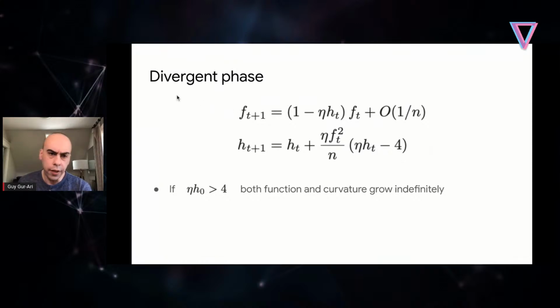Okay. And finally, just to complete the analysis of the phases, we have the divergent phase. If we train with a learning rate that's too large, above 4/h, then this additive term to the curvature is positive. The curvature is going to just keep growing, and the function is going to keep exploding, and everything is going to diverge. So here, none of the models converges.